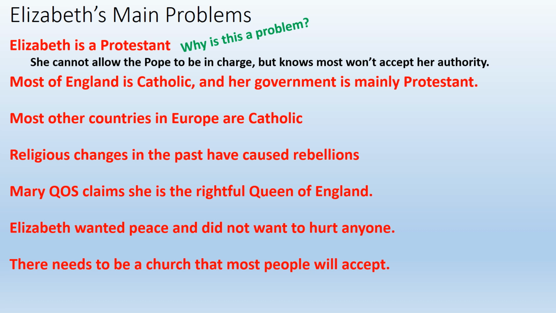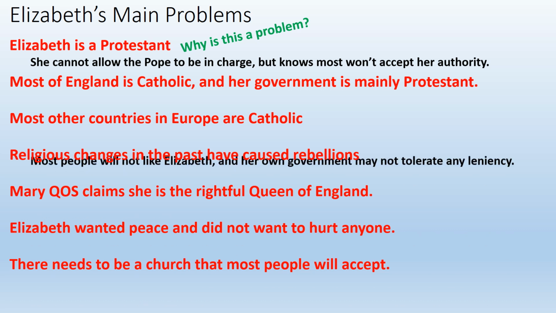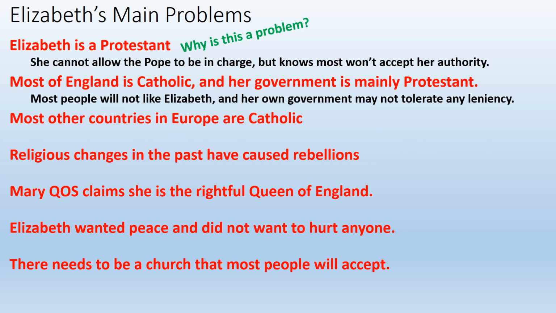Good, so we've had a few moments to think. Let's look at the first one here. Most of England is Catholic and most of her government is Protestant. This is going to be a bit of an issue for Elizabeth because most people don't like her, but her government does. Now, if Elizabeth acts too leniently towards the Catholics, her Protestant government might renounce her and might say, we don't want to work with you any longer. We're going to depose you and put someone stronger in power.